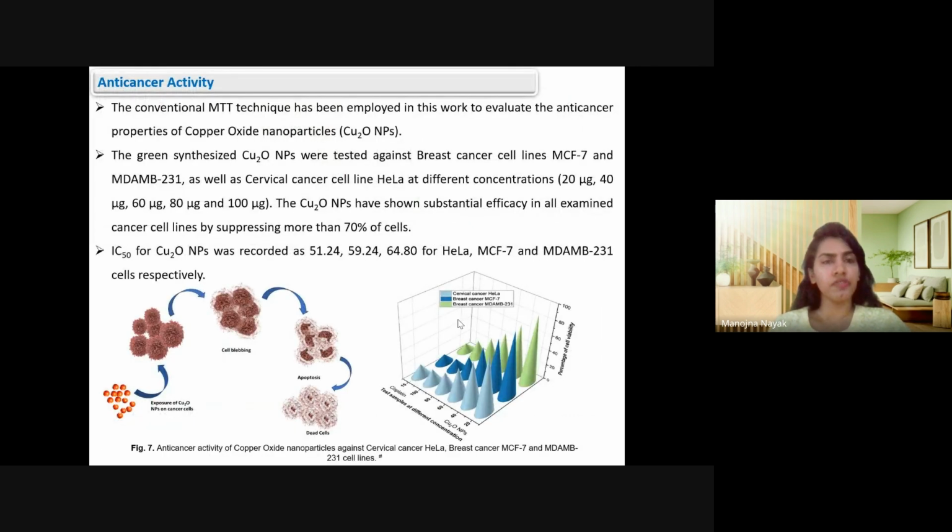Then we explored it further for anti-cancer activity, and we know cancer has increased mortality and morbidity worldwide, and in particular, breast cancer and cervical cancer have prevailed more among women.